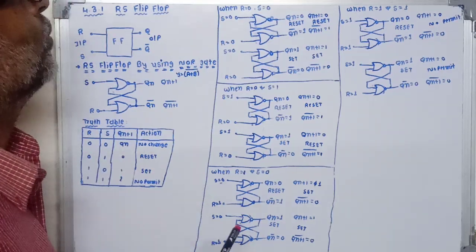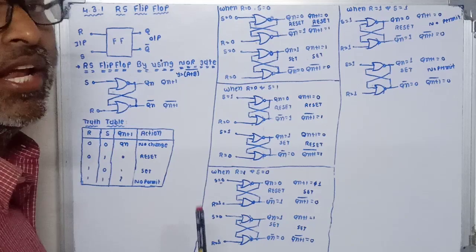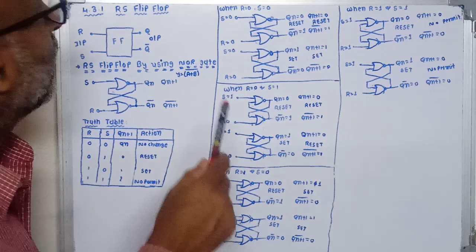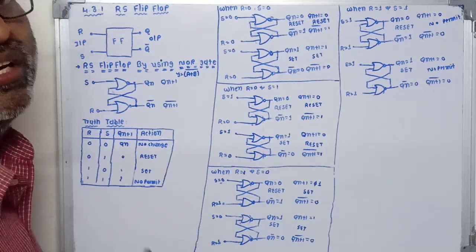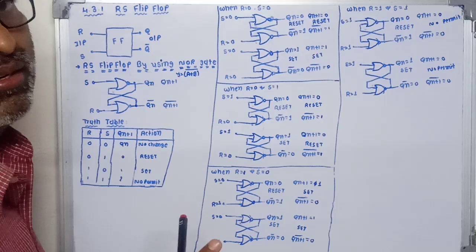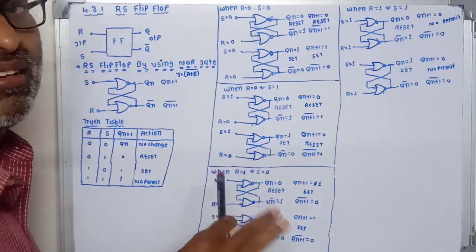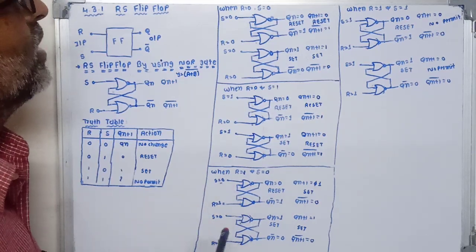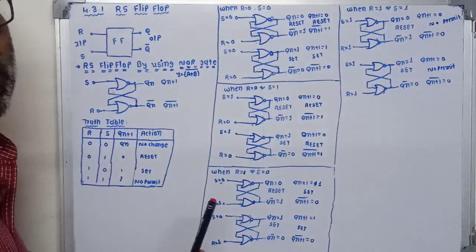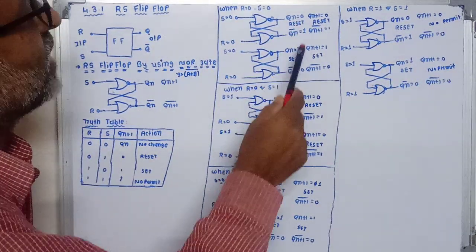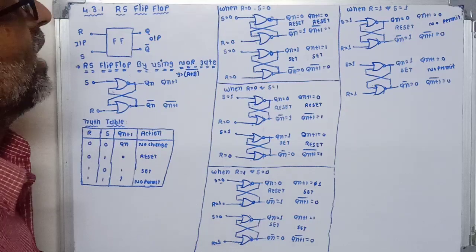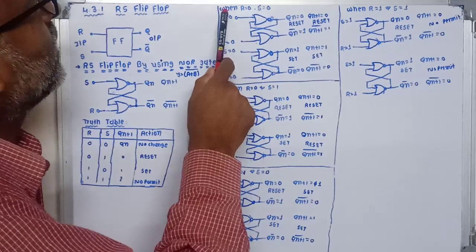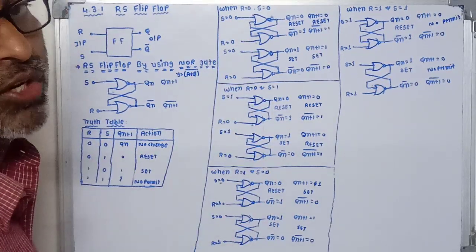But I already told you, when input is applied to any flip-flop, before applying any input, the flip-flop may be in reset condition or set condition. That we don't know. So here we will study both output conditions, reset and set, before the input is applied. So here, first case, when R is equal to 0 and S is equal to 0.